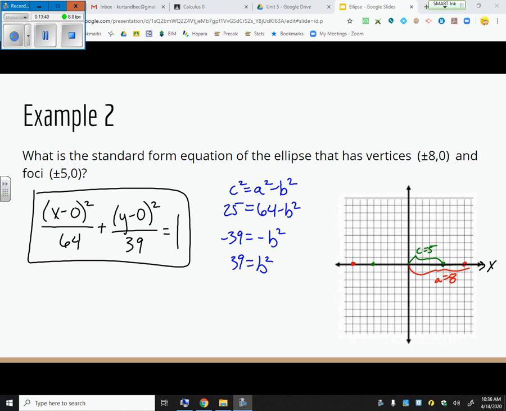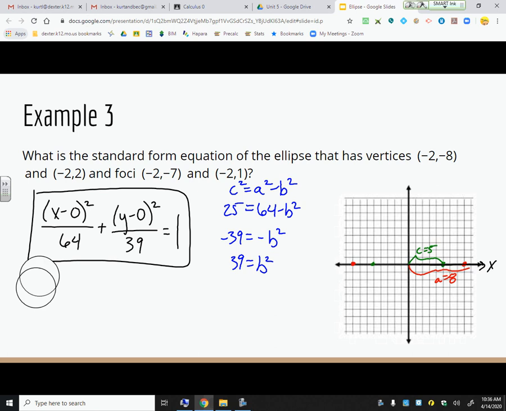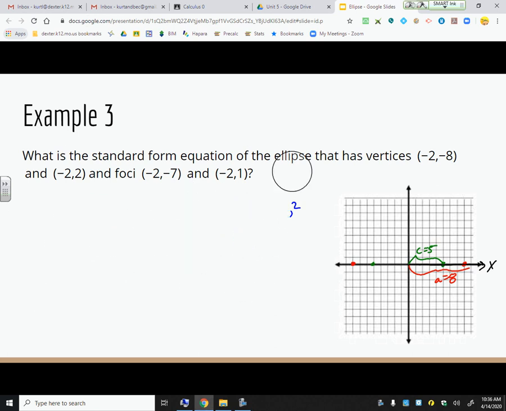Let's get some that are off of the center. Let's see if that's going to make life any harder for us. Okay. I'm wanting standard form. I like to go ahead and just write out as much as I can of standard form, so I just have kind of like a fill in the blank thing happening here.